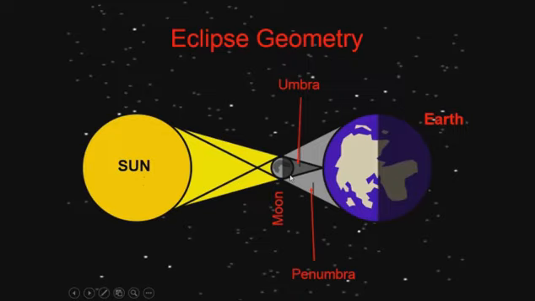In this case, we are at the correct point. The moon is at one of the nodes. It's passing through the plane of the Earth's orbit. It's passing in front of the sun relative to the Earth, and it's casting a shadow onto the Earth. Here's the umbra, the dark part of the shadow of the moon, and a penumbra, the lighter part.